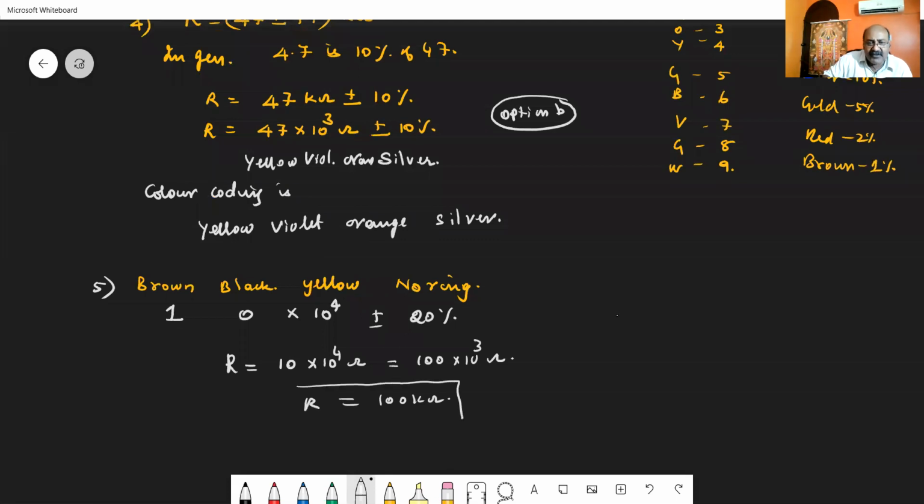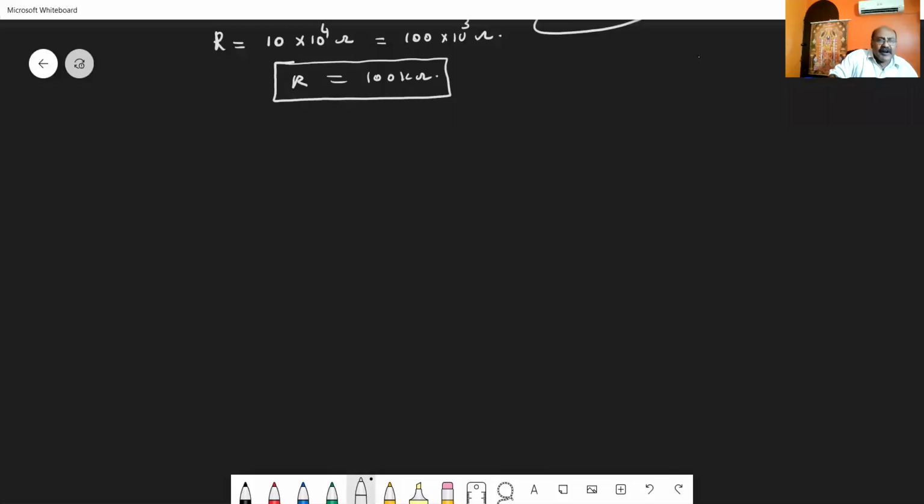So the resistance of the given resistor is 100 kilo ohm. So option A is again the answer. Option A is taken to be the answer. So let us go for question number 6.